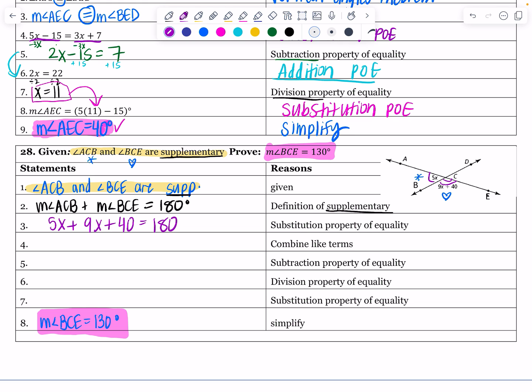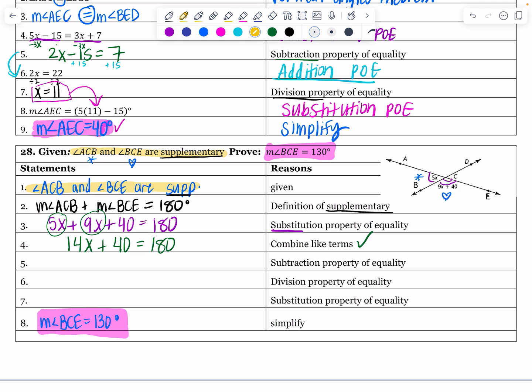What is it called when you do that? You sub things in. So they're actually telling you what to do on the right-hand side. So this is a proof where all the reasons are given, you're filling in all the statements. So now they're telling me, hey, what you need to do next, this is like the teacher telling you what to do. What do you need to do next? You need to combine like terms. So put your stuff that's alike together. What is 5x plus 9x on that row? 5x plus 9x is going to give me 14x plus 40 equals 180.